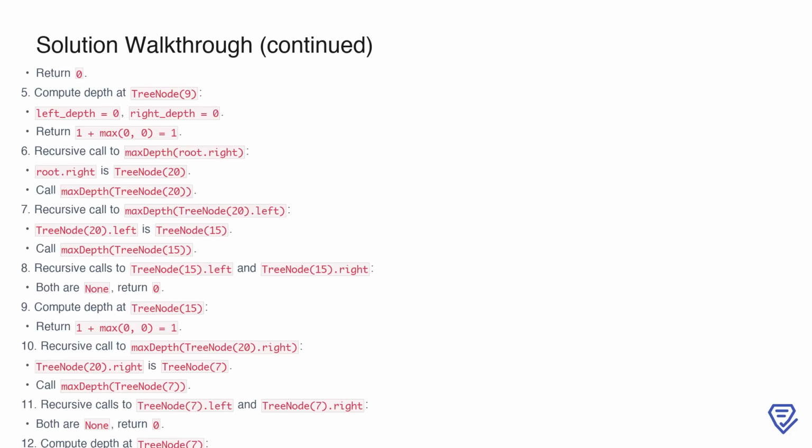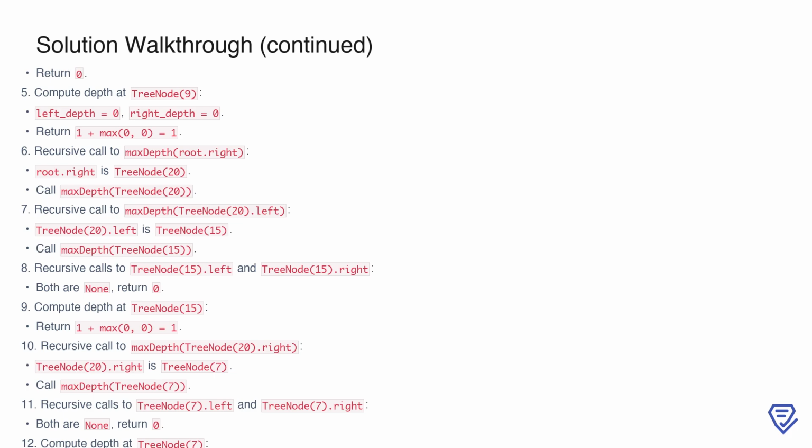The depth at tree node 15 is then calculated as 1 plus max 0, 0 equals 1. Similarly, we process the right child of tree node 20, which is tree node 7. Since tree node 7 also has no children, recursive calls to tree node 7.left and tree node 7.right return 0. The depth at tree node 7 is computed as 1 plus max 0, 0 equals 1.